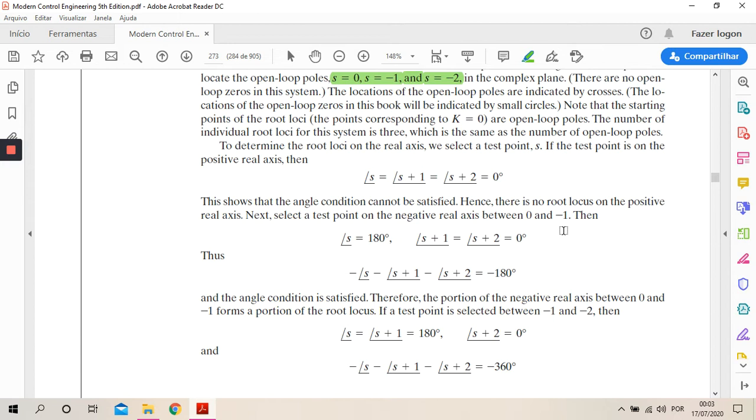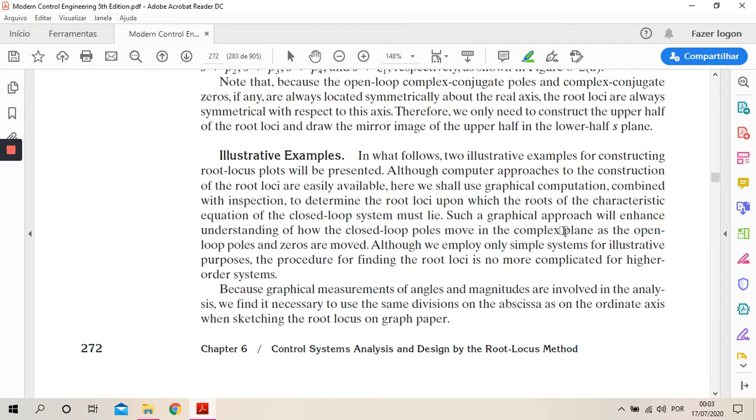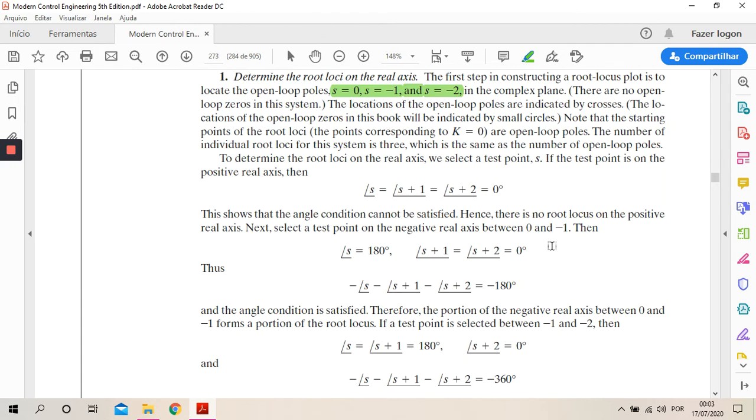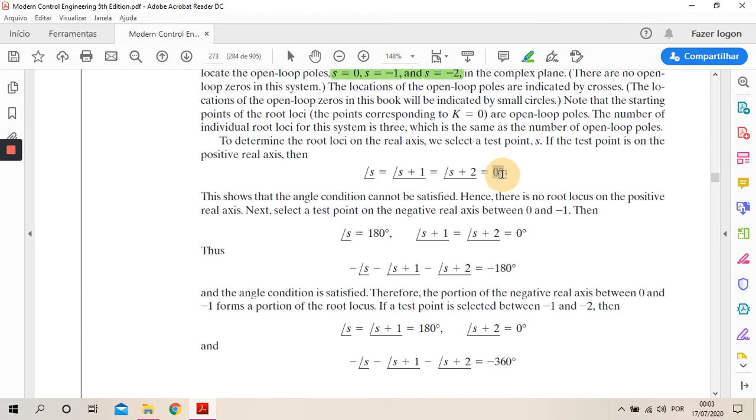Why not? Tell me, why isn't the angle condition satisfied? Because we saw here that for the angle condition to be satisfied, the angle has to be a multiple of 180 degrees times 2k plus 1. And that condition is not satisfied here. Okay? 0 is not a multiple of 180 degrees times 2k plus 1. Hence, there is no root locus on the positive real axis.